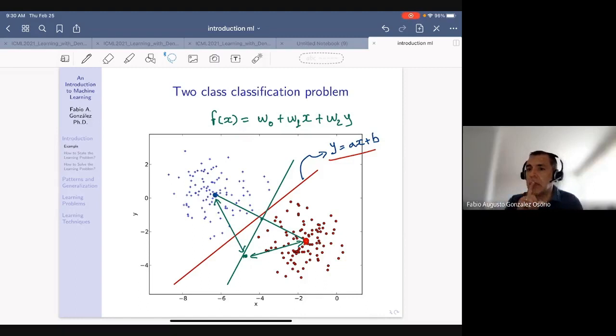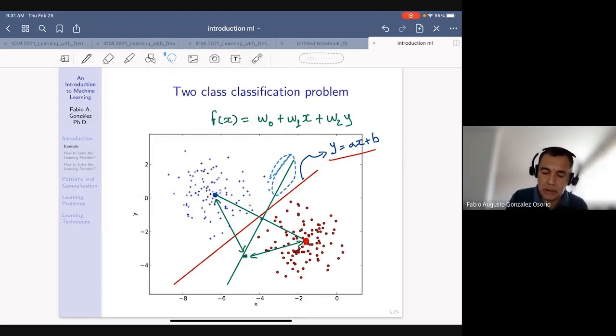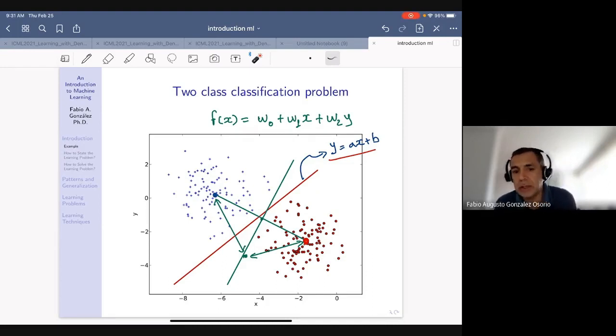Camilo says something in the chat, so please, can you turn off your mic? Juan Sebastián, thank you. Camilo says something in the chat which is true and important. This line here is exactly the set of points whose distance to the positive centroid is equal to the distance to the negative centroid. So that's the boundary in that case.